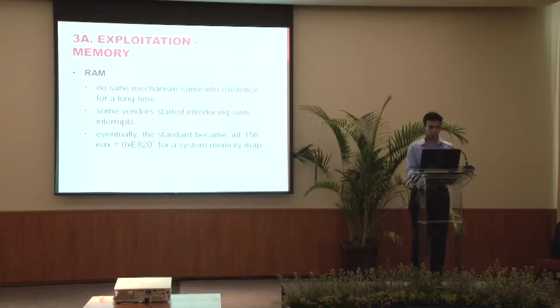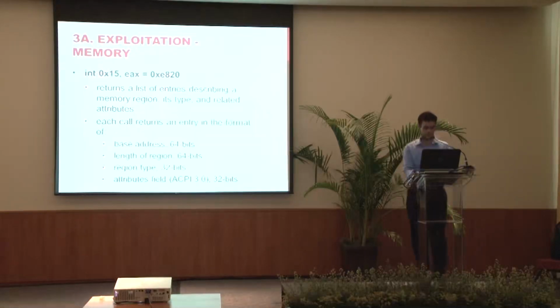Soon, some vendors started introducing their own interrupts with the firmware. Eventually, with the introduction of ACPI, a standard came into being, and that was the INT 15h interrupt with EAX as E820, which gave a system memory map describing each unit of memory. What it returned was a list of entries describing a memory region, its type as to whether it is free or whether it is ACPI reclaimable or ACPI NVS or unusable, and related attributes. Each call returns the base address of the memory region, 64 bits long, the length of the region, again 64 bits, the region type, as I said before, 32 bits, and an attributes field, which is also 32 bits.